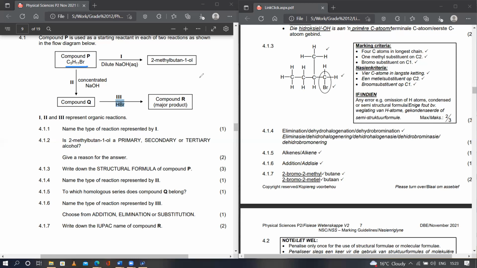So if you're gonna remove the halogen from compound P, that means you're gonna replace the halogen group with the hydrogen. So instead of having this, this is now gonna be a hydrogen. And that bromine is no longer gonna be there.